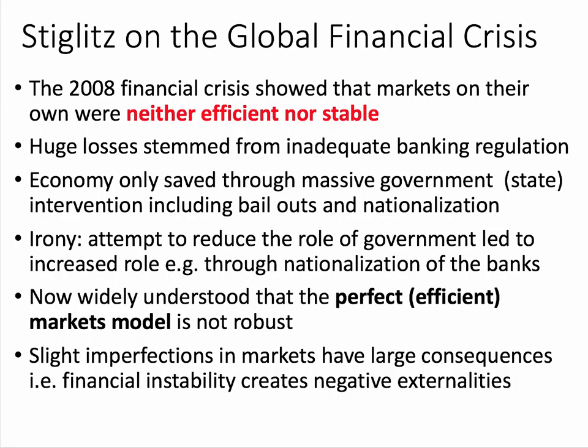Professor Joseph Stiglitz has been a prominent critic of the financial sector, and in particular he's taken aim at the efficient markets hypothesis developed by Eugene Fama and others. The 2008 financial crisis showed that markets on their own were neither efficient nor stable. Slight imperfections in markets have large consequences, i.e. financial instability creates negative externalities. Worth quoting Stiglitz on financial instability.